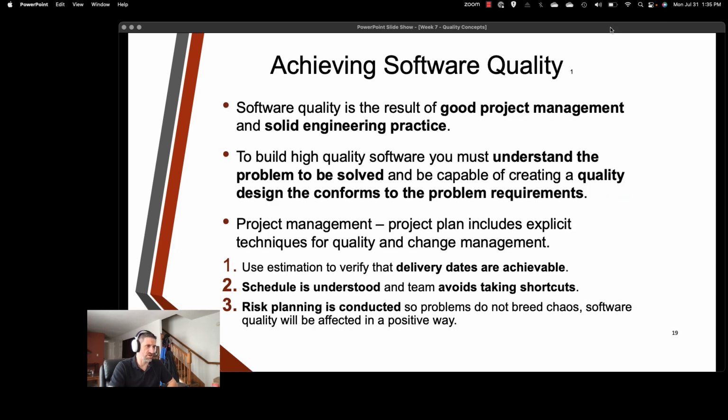How do we achieve software quality? Well, we want good project management and solid engineering practice. Not only do we need a good project manager, we need a good team of developers and a good team of software engineers. We want to understand what the project is and have a quality design that is going to meet our problem requirements.